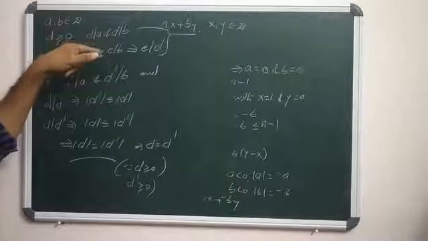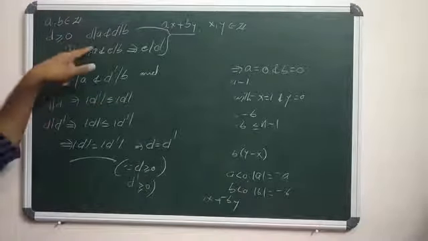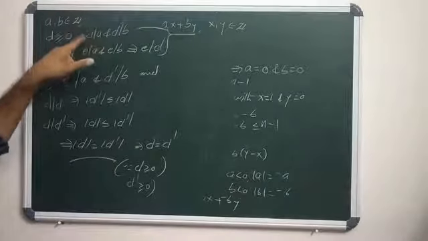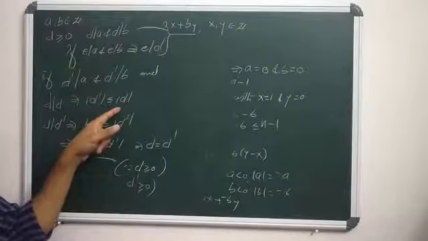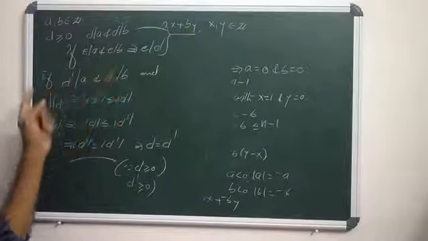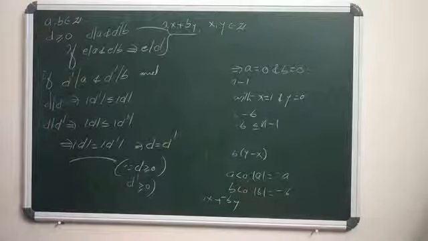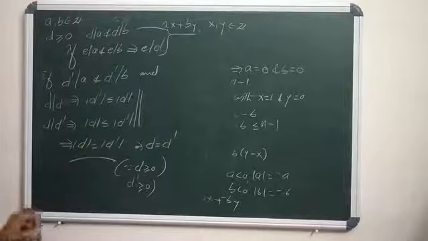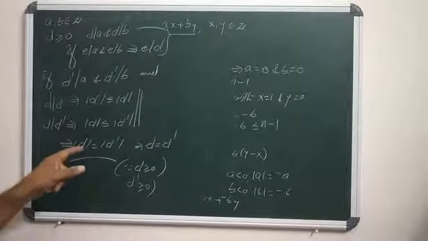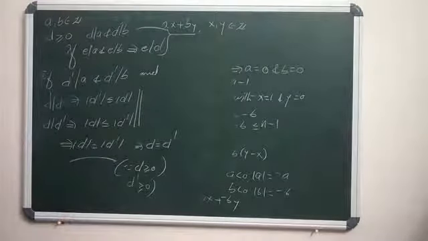These are immediate, and for uniqueness, if D dash satisfies these two conditions, D dash divides D, which means mod D dash is less than or equal to mod D. Again, if D divides D dash, mod D is less than or equal to mod D dash. So combining these two results, we have mod D equals mod D dash. But since D and D dash are greater than or equal to 0, then D equals D dash. Okay. So these are the properties regarding the common divisor.